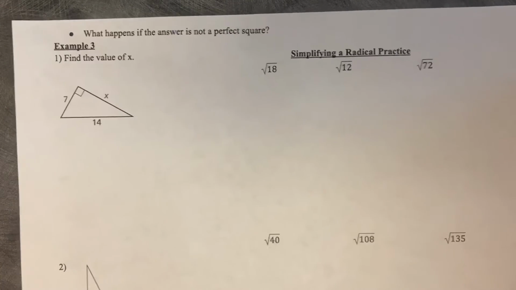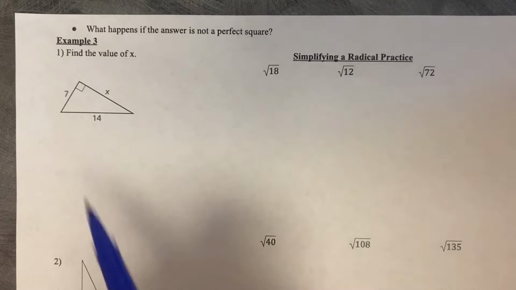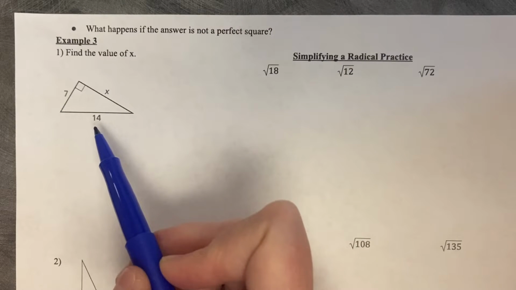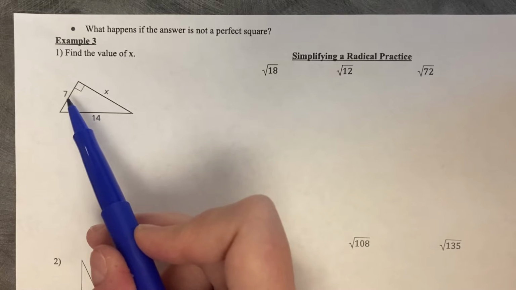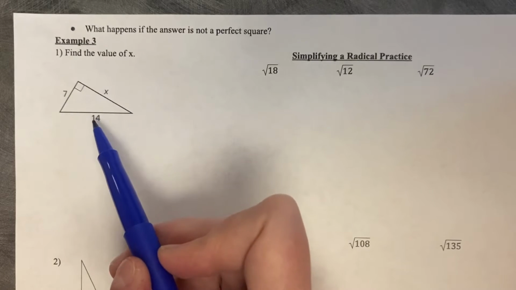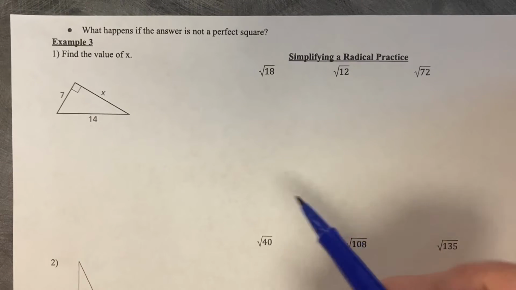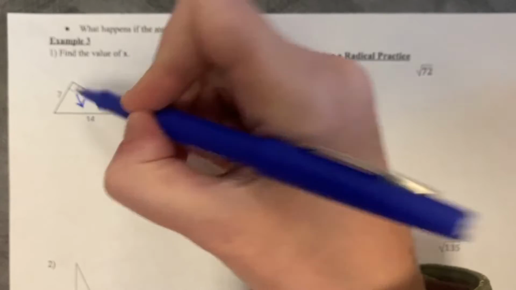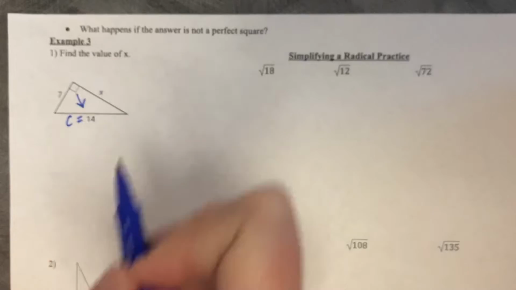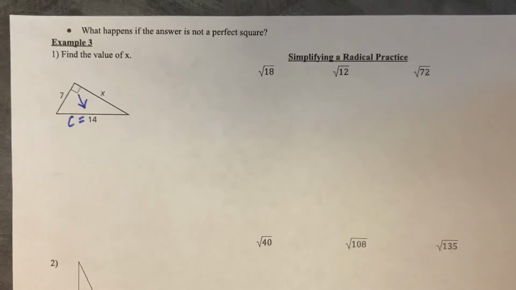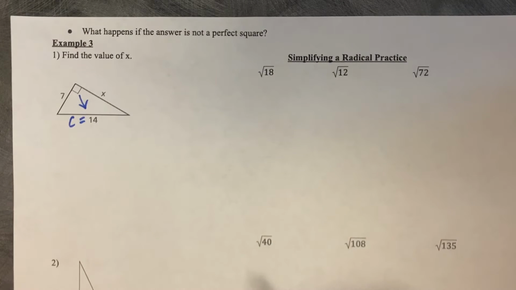So what if it doesn't come out to a nice round number? What if it's not a Pythagorean triple? So 7 and a hypotenuse of 14 is not a Pythagorean triple. One of the Pythagorean triples was 7, 24, 25, which is not this case. So we're still going to set it up the same way we did before. Opposite of the 90 degree is the 14, which means that this value here has to be my c value. And so then 7 and x could be my a or my b.